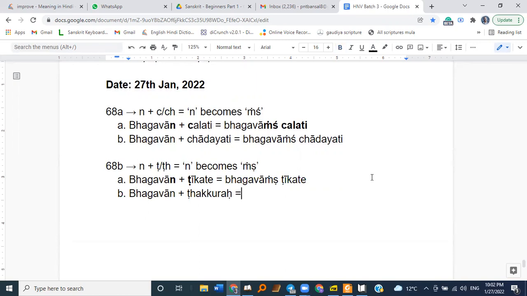Kuraha. Bhagavan yukta Thakura. So same here. Bhagavansh Thakura.